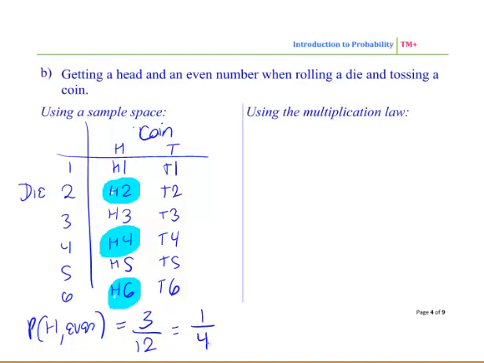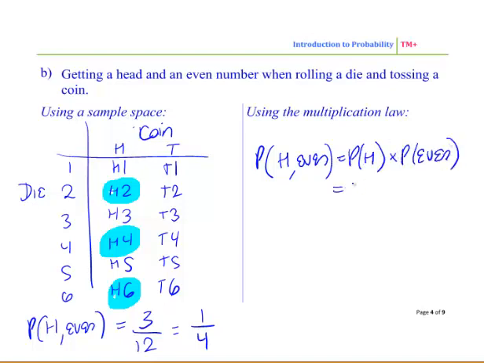Looking at the opposite, the multiplication law to do it, the probability of getting a head and even is going to be the probability of a head times the probability of even. Now, the probability of getting a head when you're tossing a coin is 1 in 2. Probability of getting an even number is 3 out of 6. So 1 times 3 is 3, 2 times 6 is 12, and that reduces to 1 over 4. Okay, much quicker to do the multiplication law.